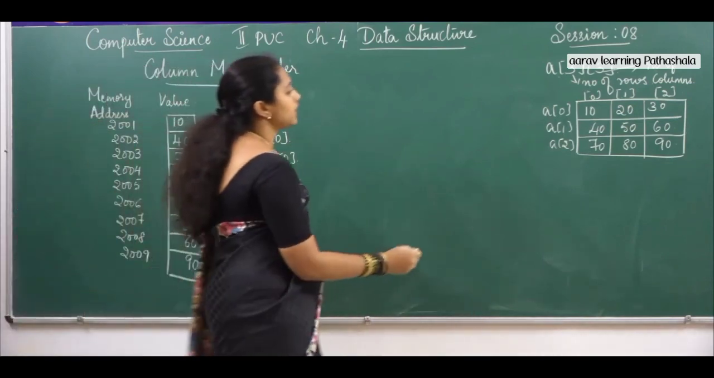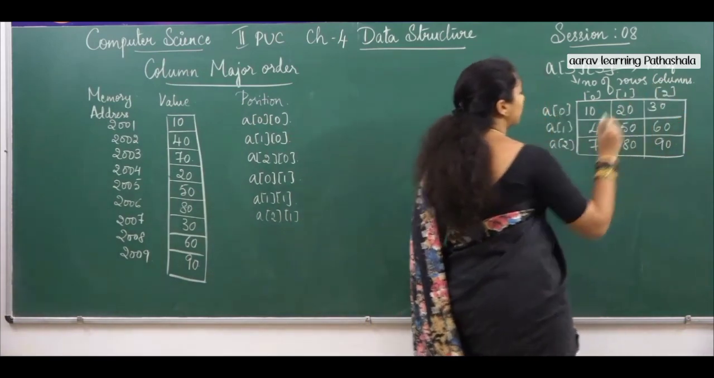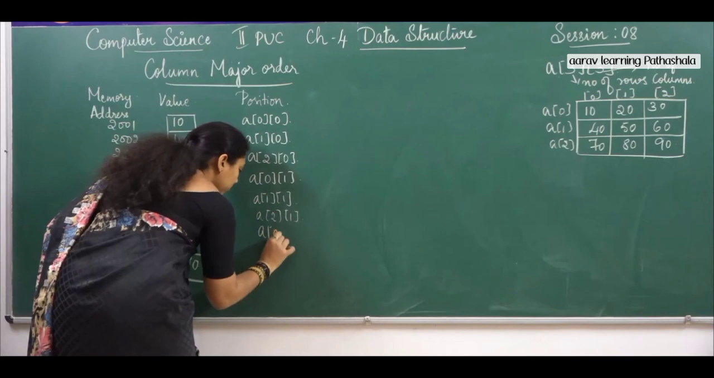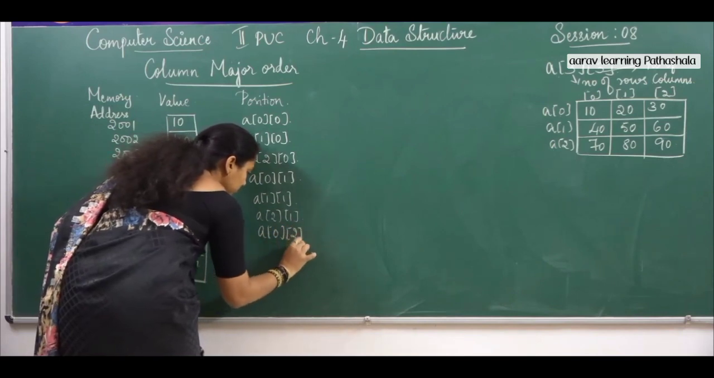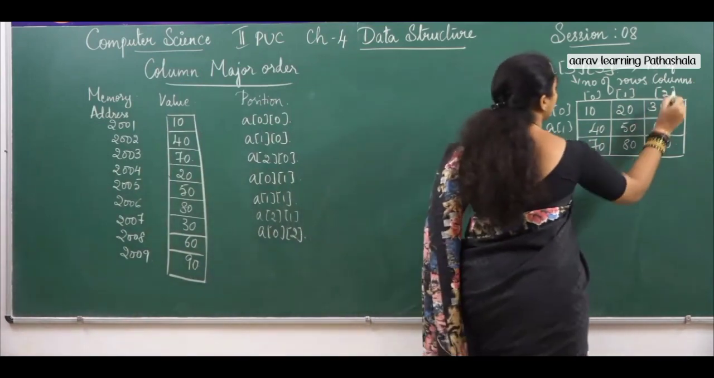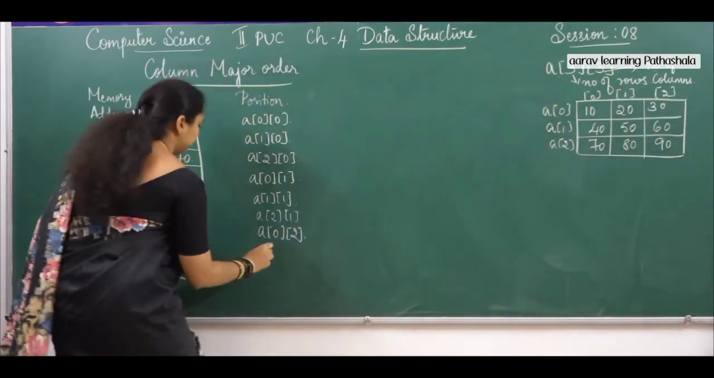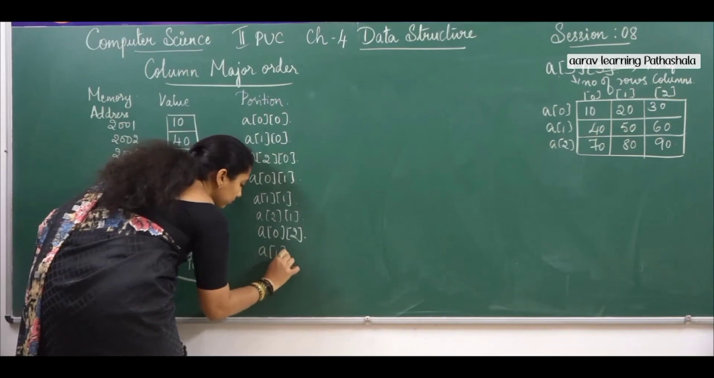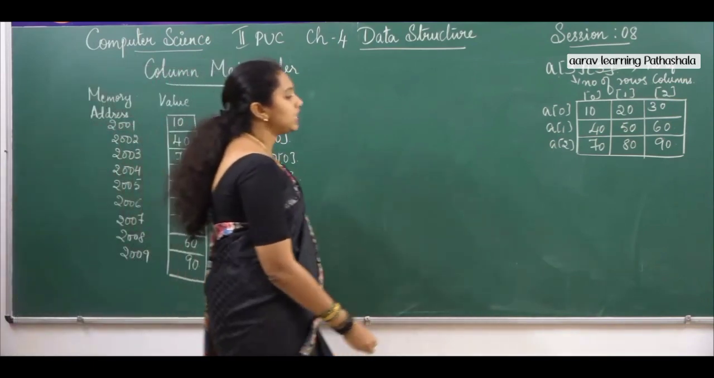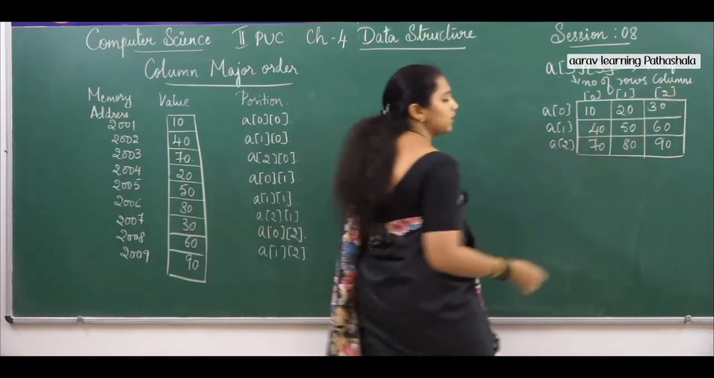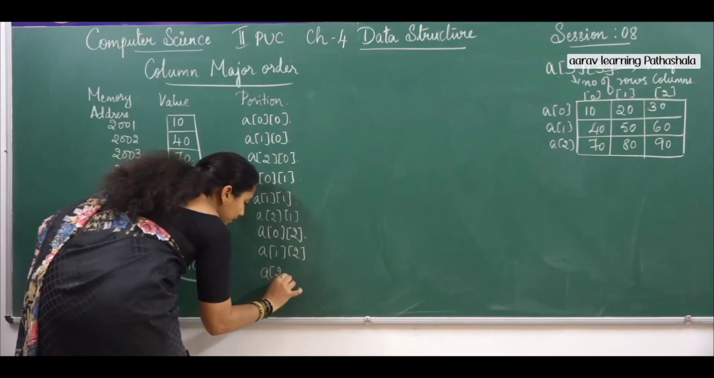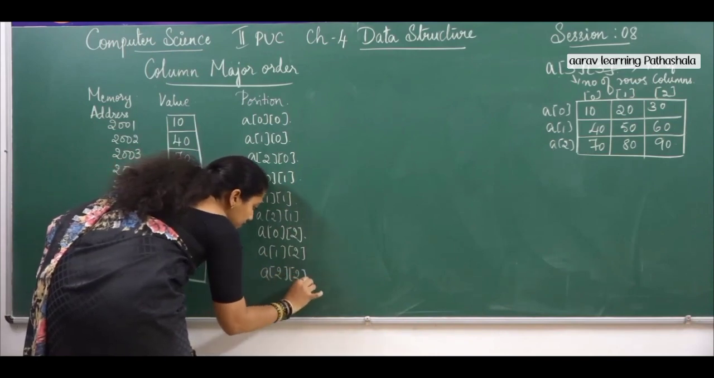Position of 30 is A of 0, 2. Position of 60 is A of 1 cross 2. And position of 90 is A of 2 cross 2. So these are the positional values of the elements.